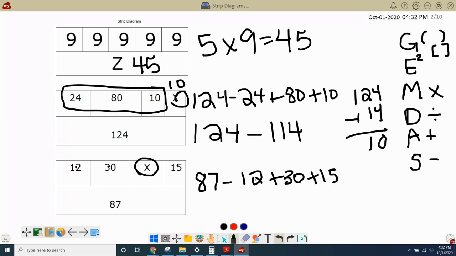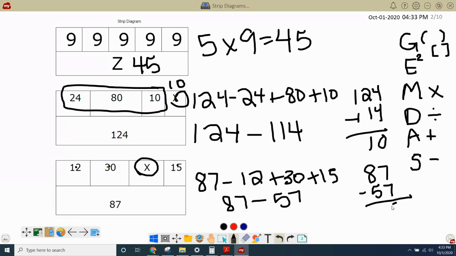Okay, before we do anything, we have 12 plus 30 plus 15. Our order of operations say we have to add those first. So 12 plus 30 is 42. 42 plus 15 is 57. Okay, so all those together equal 57. So we're going to have to do 87 minus 57.